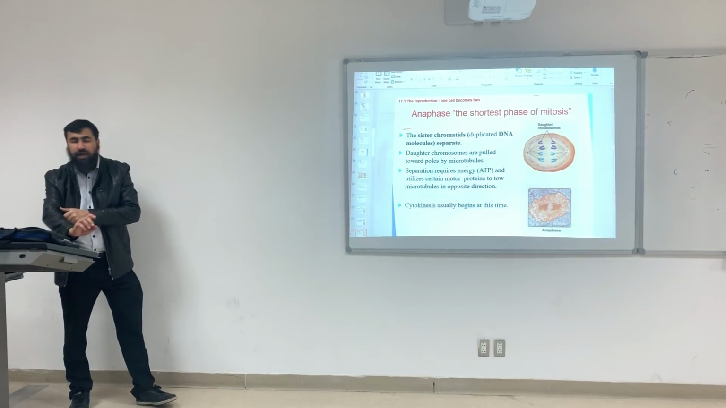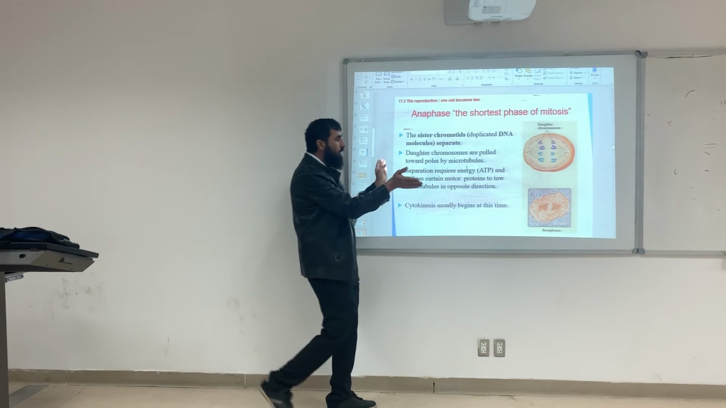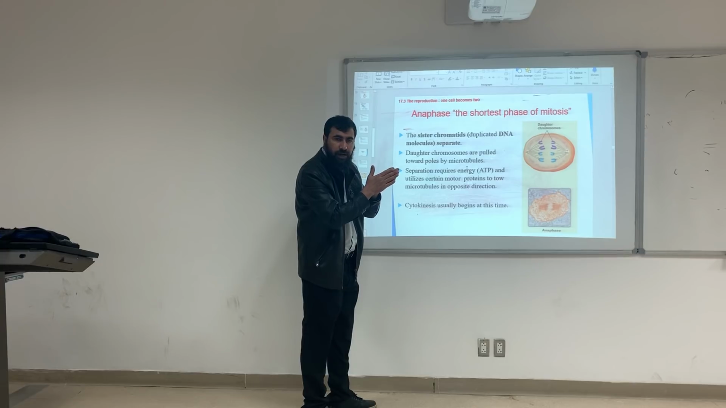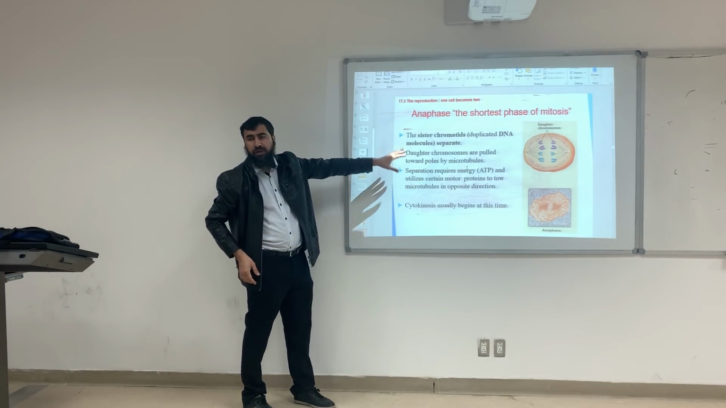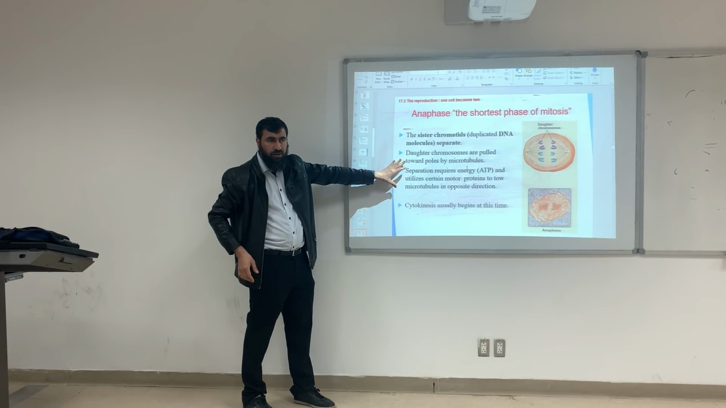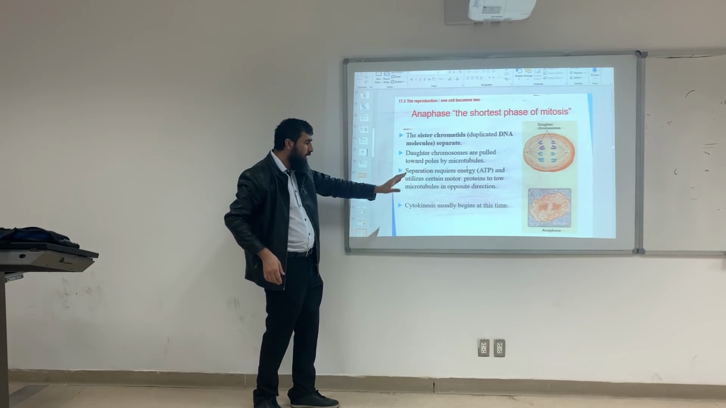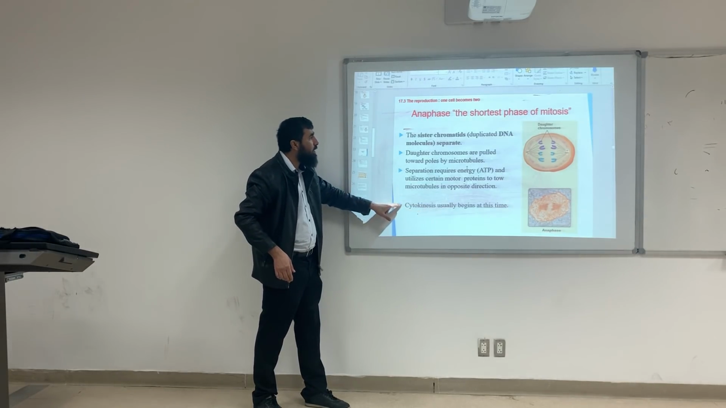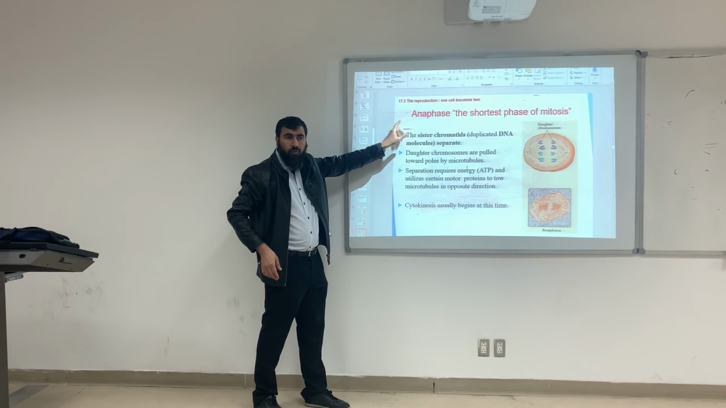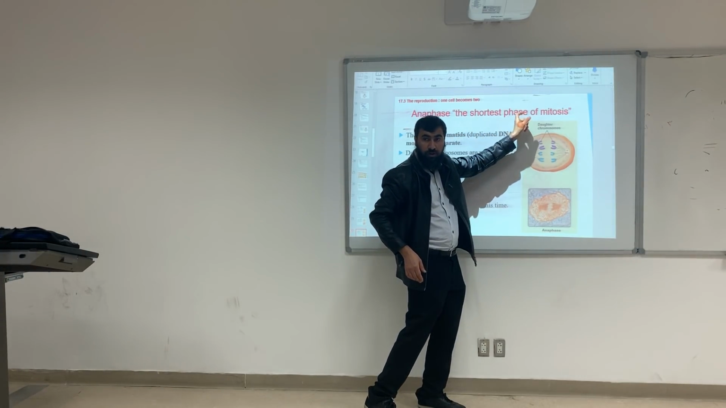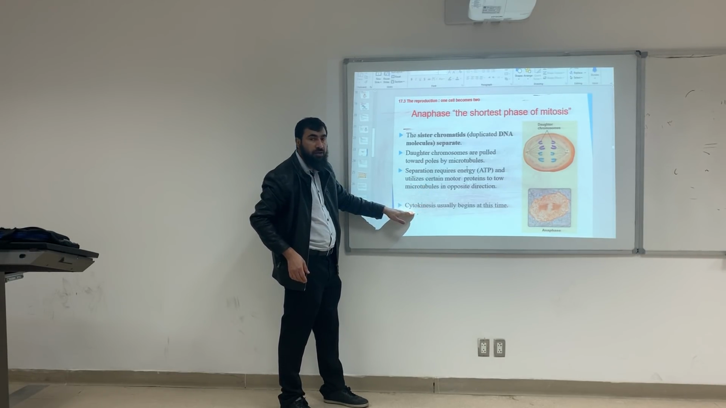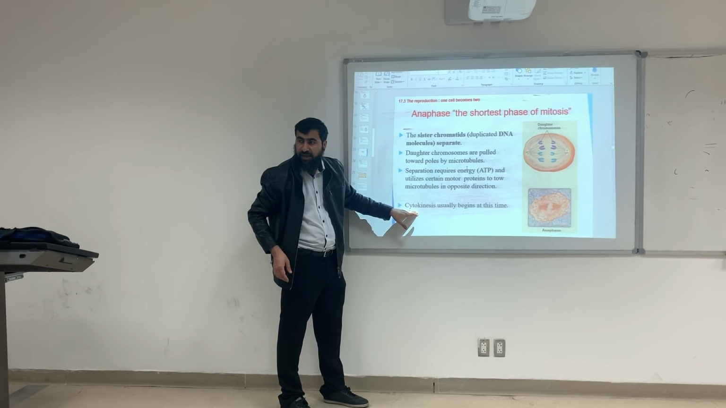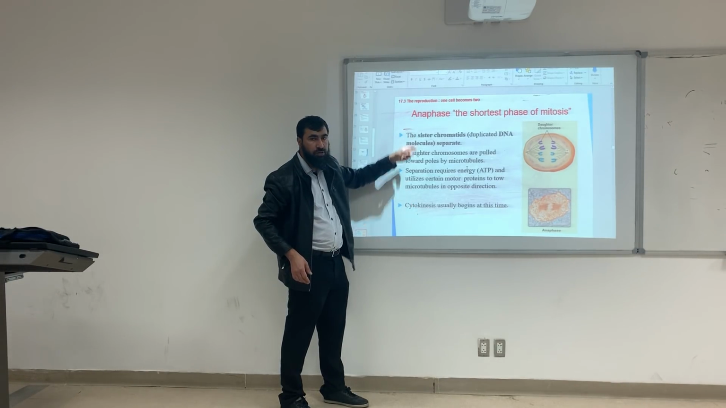Then once they separate, the sister chromatids are separated, okay? They're no longer now duplicated, right? They pull to the opposite side, and this is happening by requirement of ATP energy, alright? So usually in anaphase, okay? Remember this, it's the shortest period, okay? And the other thing is that usually cytokinesis begins in anaphase, the beginning of it. Okay? Two important things to know.